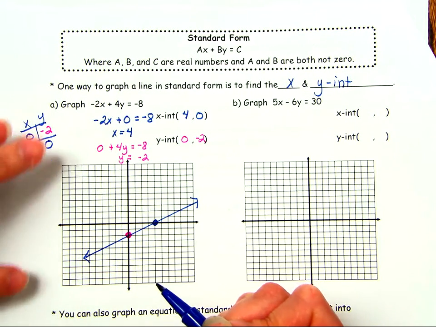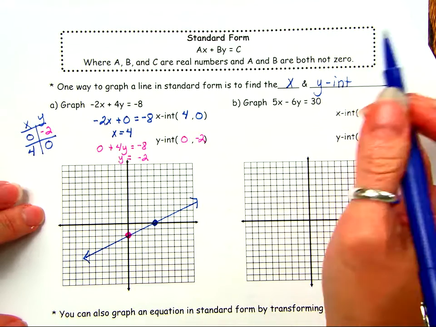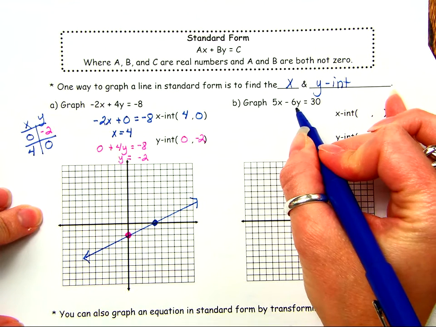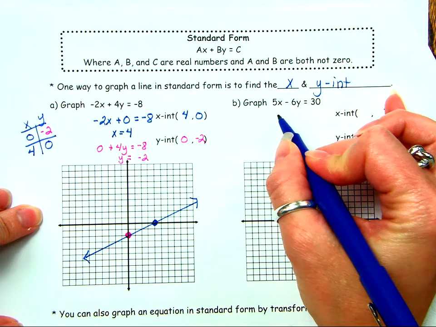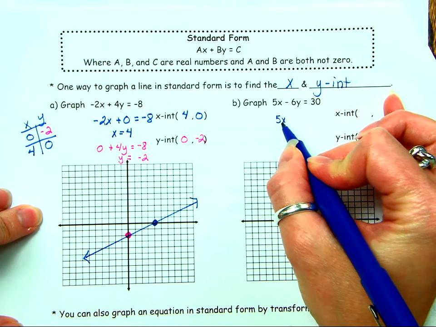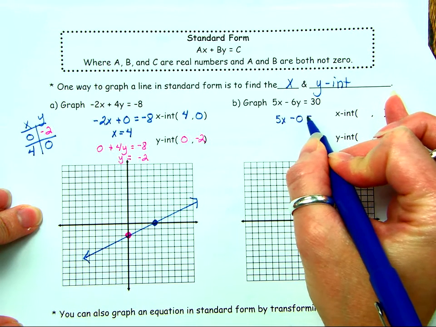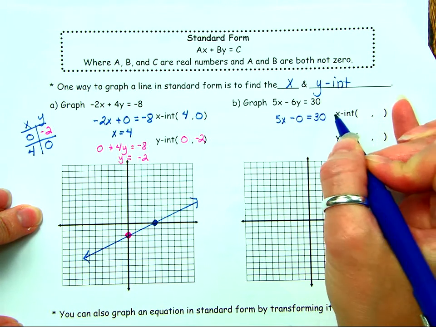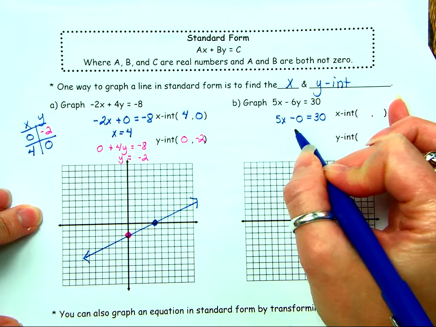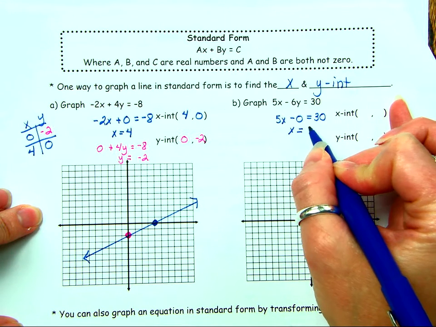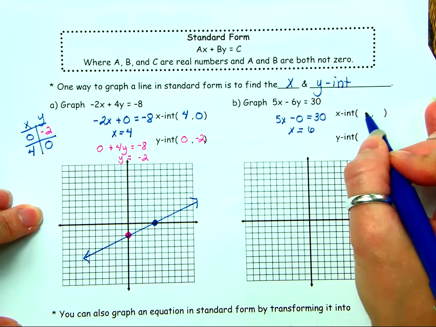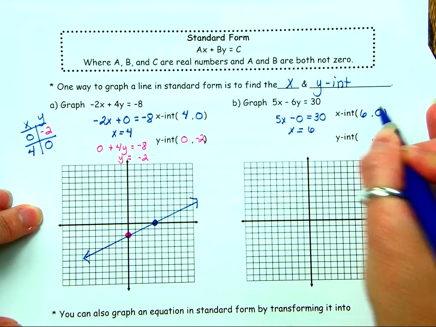Second equation, we're going to use the same strategy. My x-intercept means I'm going to plug in a 0 for the y, which would mean 5x minus 0 equal to 30. We would divide by 5, and we would find out that x is 6. And so my x-intercept would be at (6, 0).